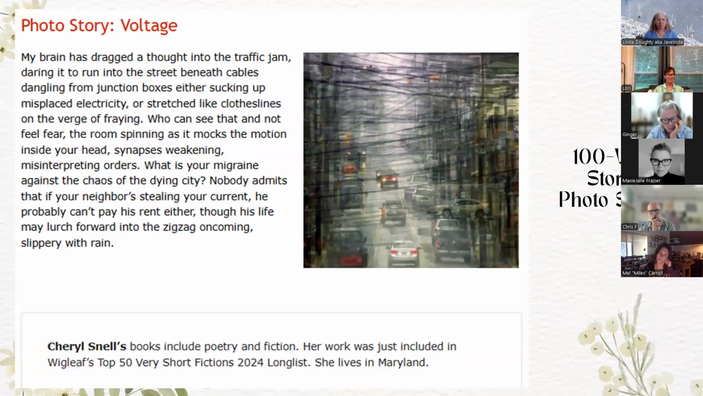So before we read, Cheryl Snell, by the way, is just our feature author. When I noticed there were so many great and award-winning things by her about ekphrastic writing, I was like, well, let's just lean all in. I think I have 3 by her in your reading today. Would anybody want to read this photo story called Voltage from 100 Word Stories by Cheryl Snell? Oh, no, wait, let's not do that yet.